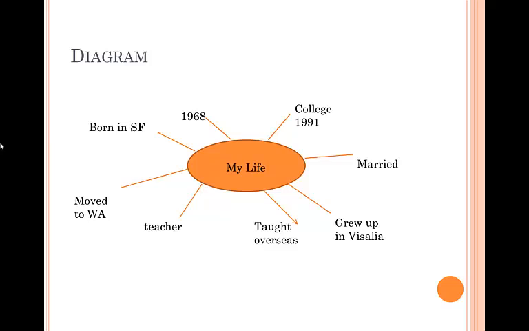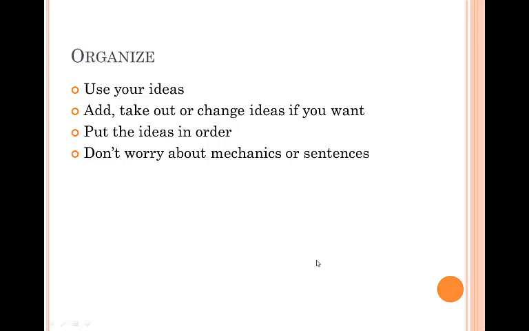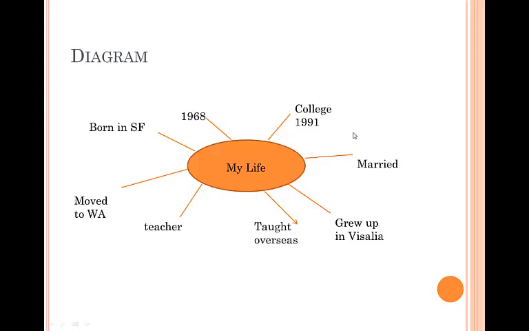Another way you can do the pre-writing is to do a diagram. You put the topic in the middle, my life, and then have your ideas around the topic. So here are my same ideas. 1968, college 1991, married, grew up in Visalia, taught overseas, teacher, moved to Washington, born in San Francisco. I have the same ideas so I can remember them.